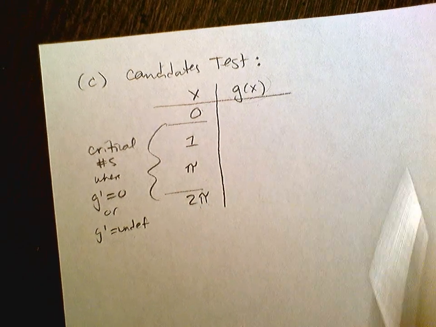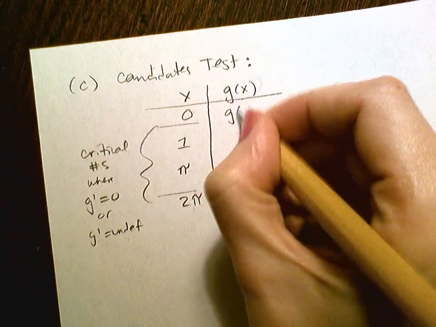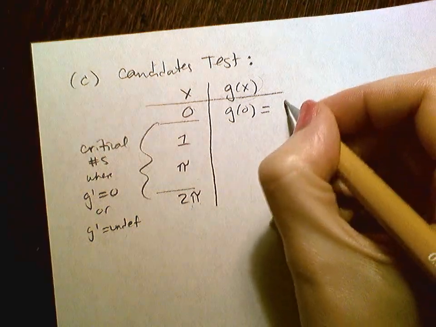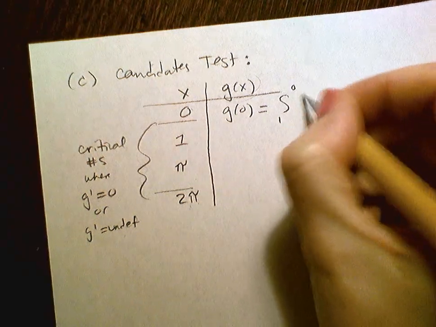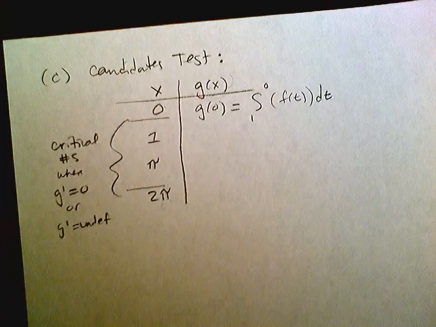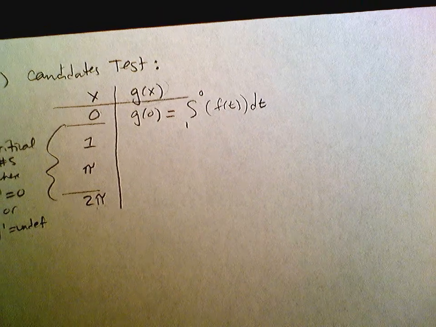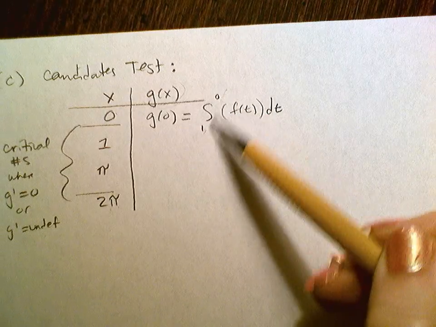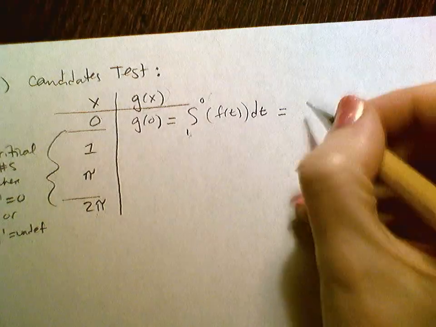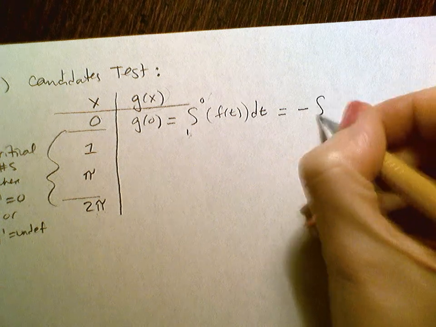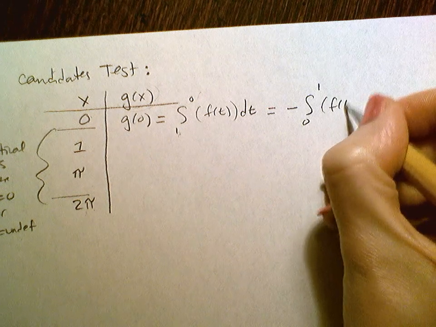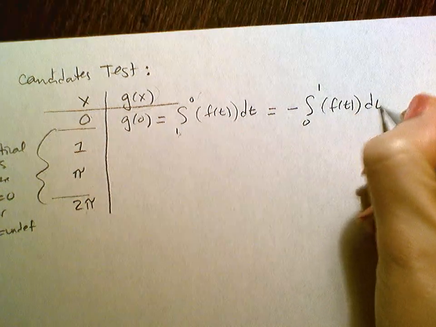Okay, now for the outputs, so for this output, I've got to go g of 0. Okay, well, g of 0 is the integral from 1 to 0 of f of t dt. Okay? But guys, notice this is a backwards interval. So this is a thing that we maybe haven't done in a while. If you negate an integral, then you can flip the limits of integration. Okay?